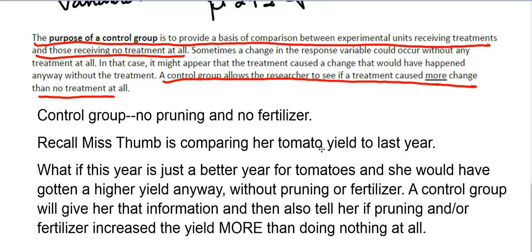But since she's comparing the yield to last year, she does need to see what would happen to the yield anyway, just because of the growing conditions this particular year. So the control group is a valuable piece of information. Make sure if you're asked to discuss a control group that you understand what a control group is and what its purpose is.